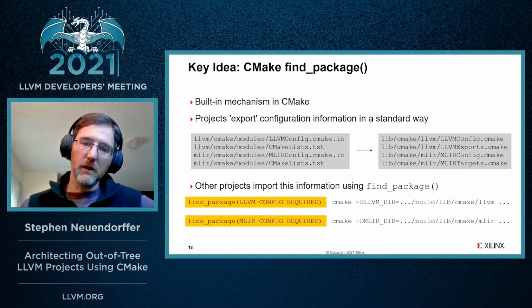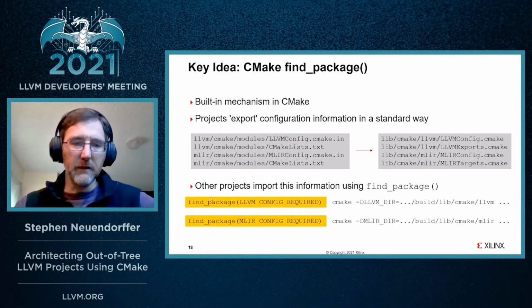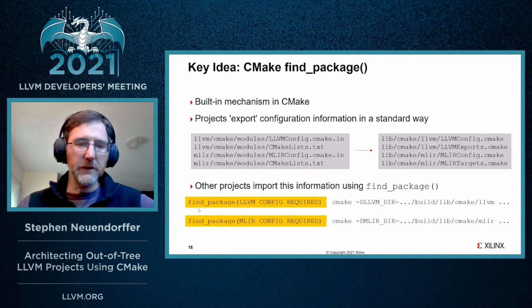And then when we are building our project, we can import this information using find_package. So what's required in CMake is just the line find_package with the name of the package. In this case, because we're importing LLVM, we're going to look for the LLVMConfig.cmake file. And we're using the config mechanism to find that. CMake actually supports a number of different find_package protocols to find this information, but we're using the config mechanism.